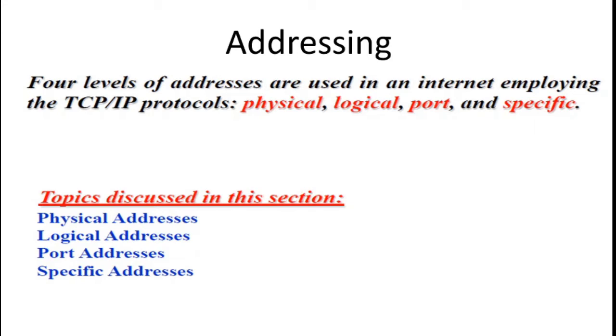So in our model, we may require five pairs of addresses, one pair for each layer, so totally 10 addresses. But here we will have only four pairs of addresses, called physical, logical, port and specific addresses, because the physical layer does not need addresses, as they are handled as bits, which definitely cannot have addresses.